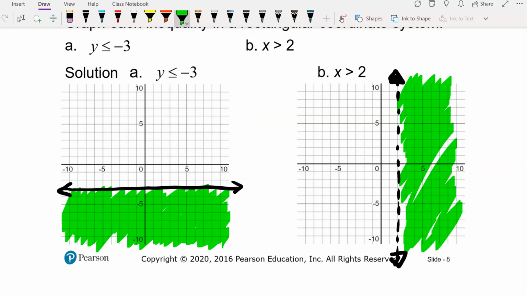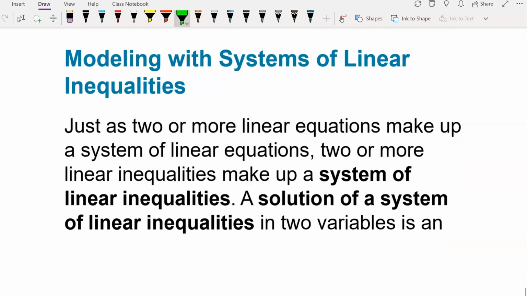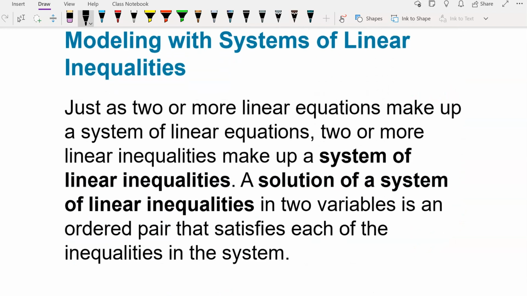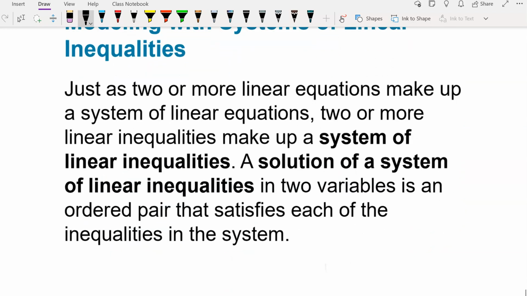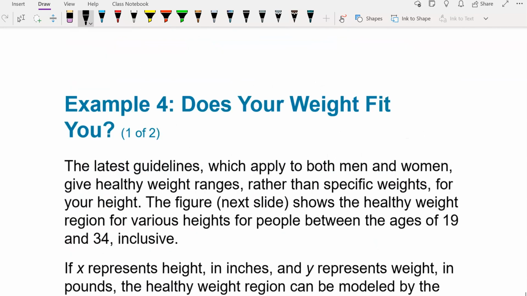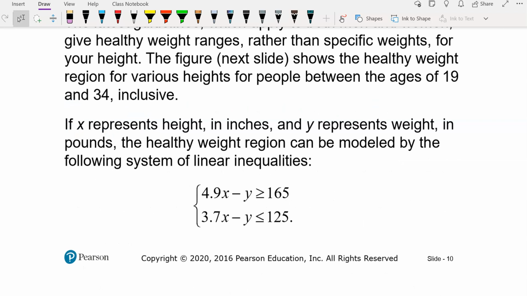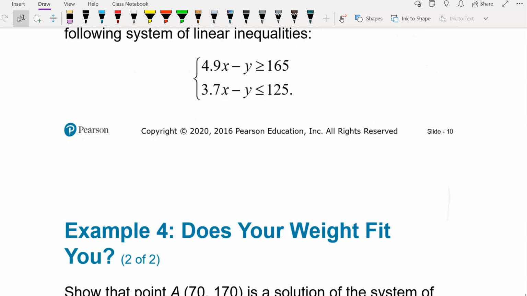So hopefully you got that when it's greater than on an x by itself, it's to the right. All right, modeling. Just like we've been modeling before, now we want to look at where those graphs will overlap.